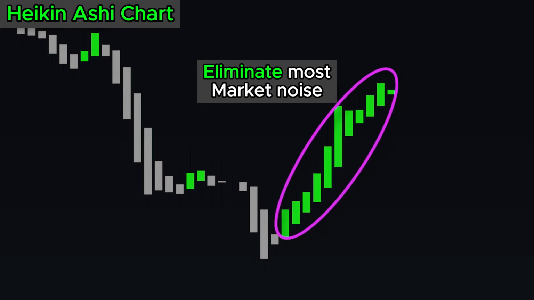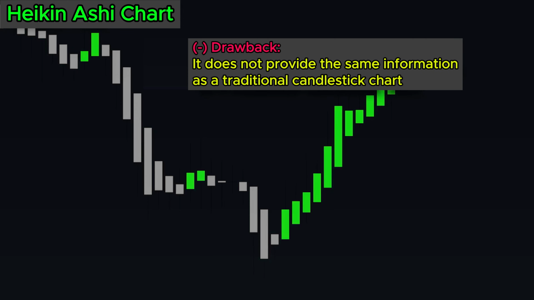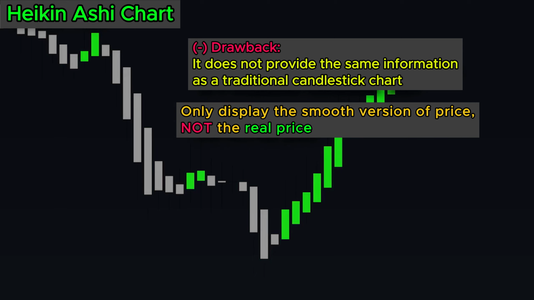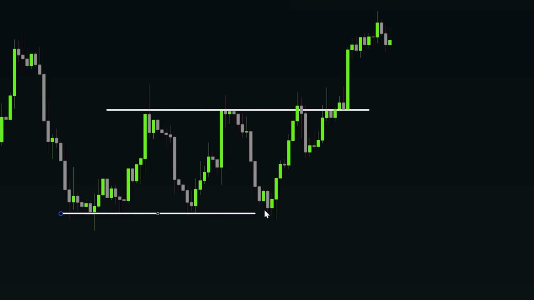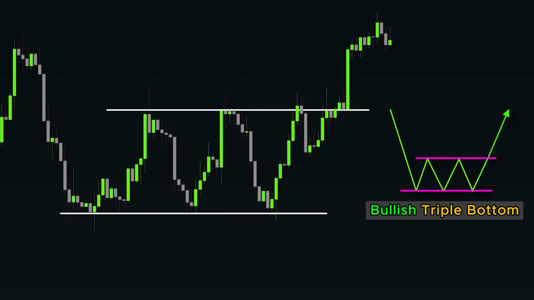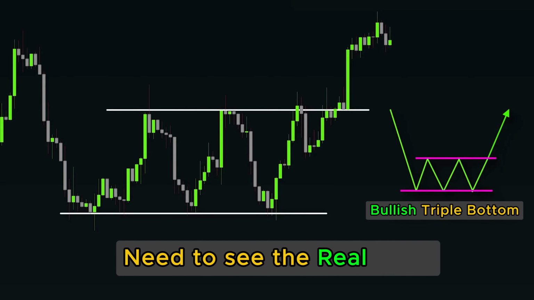However, as with any technical indicators, the Heiken Ashi has a couple of drawbacks, and one of the main drawbacks is that it doesn't provide the same information as a traditional candlestick chart. The reason is because the indicator only displays the smoothed out version of the price, not the real price. And this may restrict a trader's ability to perform certain types of analysis, such as identifying chart patterns or finding key support and resistance levels, because we would need to see the real price in order to do that.